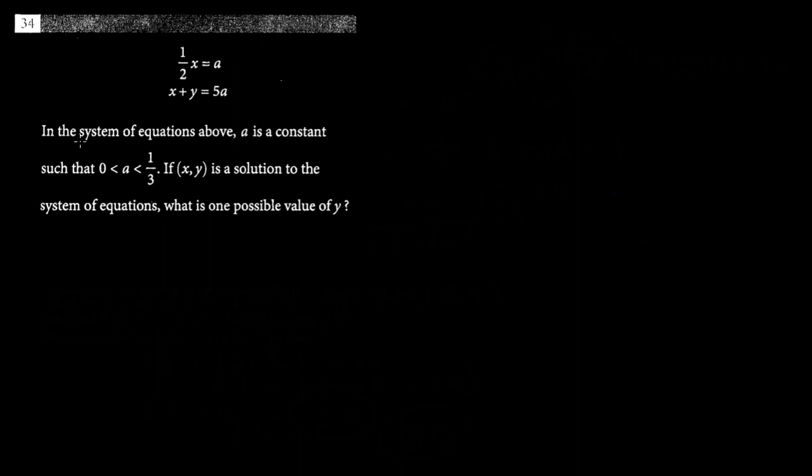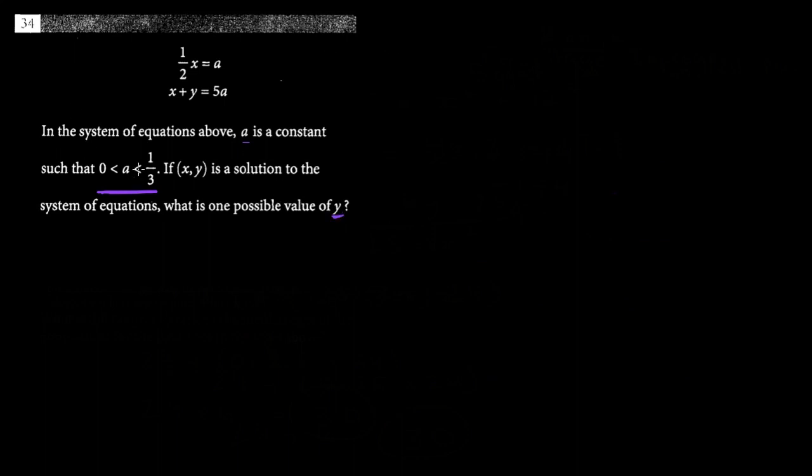Question 34 reads, in the system of equations above, a is a constant such that a is greater than 0 and less than 1 over 3. If (x, y) is a solution to the system of equations, what is one possible value of y?